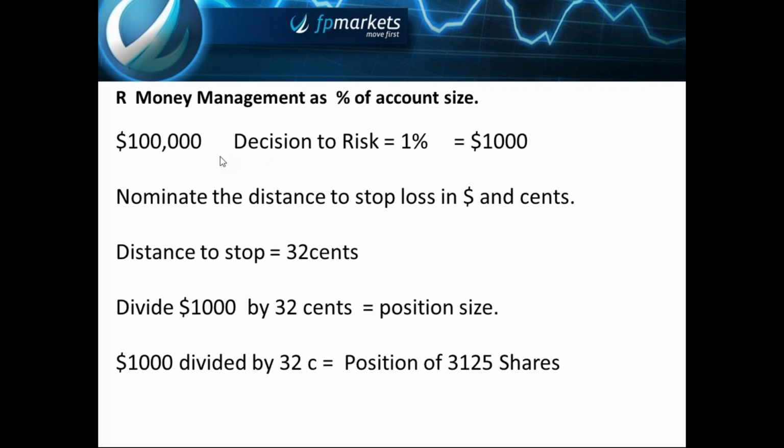In this example, I've used a nominated $100,000 and a nominated 1%. So if our decision is that we're going to risk 1%, and then we nominate our distance to stop loss in dollars and cents, and I've just used a number of 32 cents, then we divide our $1,000, which is our 1%, by 32 cents, which gives us our position size. $1,000 divided by 32 cents gives us a position size of 3,125.